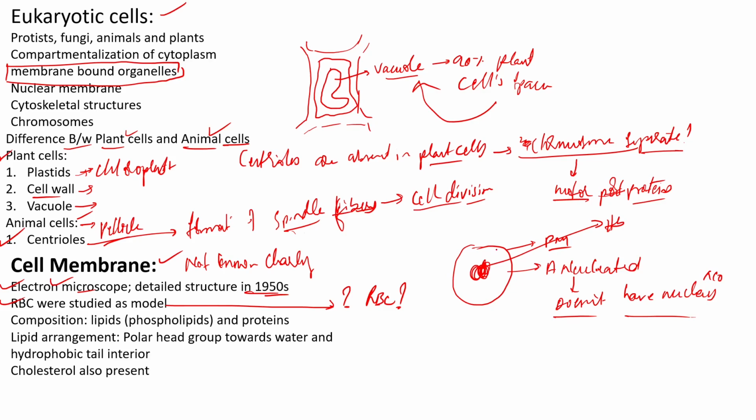And also you don't find any kind of membrane bound organelles inside the RBC. So when we are studying the membrane, we are studying only the plasma membrane. As a result, scientists mainly chose RBC to study the plasma membrane.